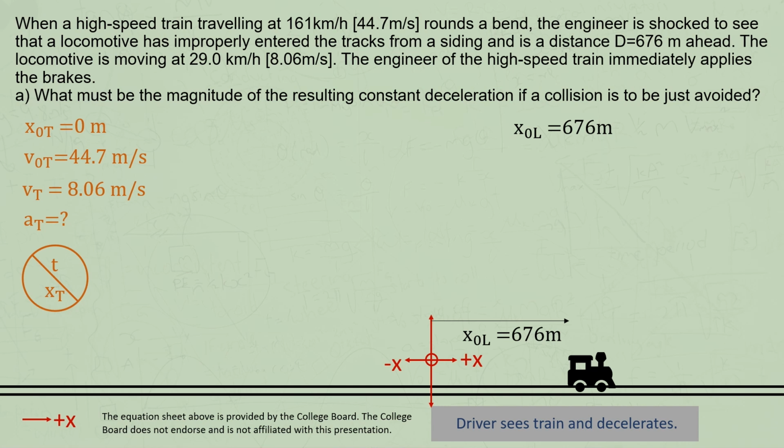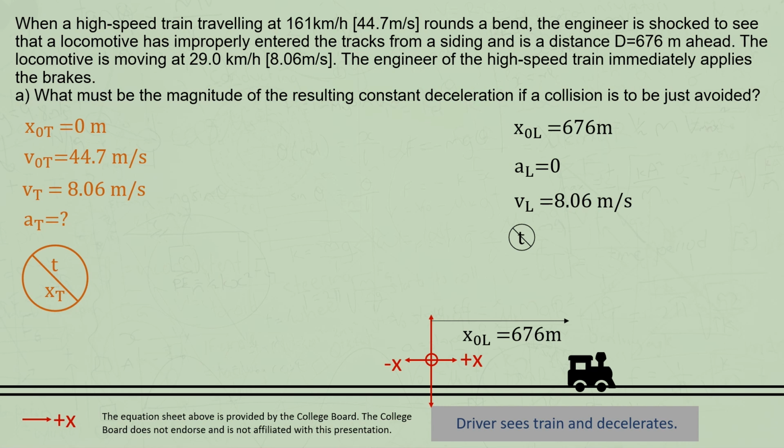We'll model the back or the rear of the locomotive, since that's the part which would collide with the train if it were to. The locomotive has zero acceleration, so it doesn't really make sense to give it an initial velocity v0 or a final velocity v. It just has a constant velocity of 8.06 metres per second, which I'll call v locomotive, or vl. We're not told anything about time for it. So, what can we do with this information?